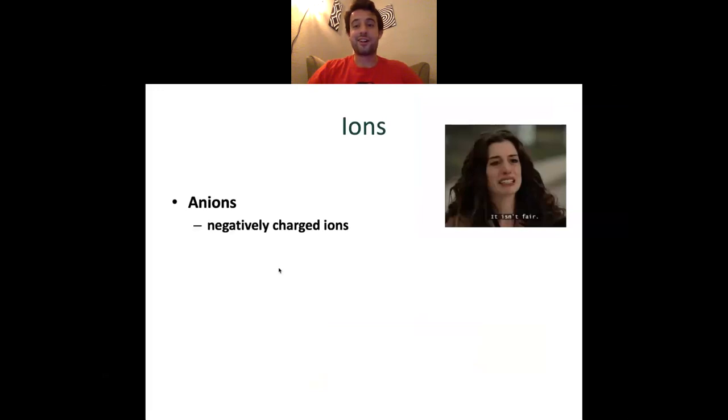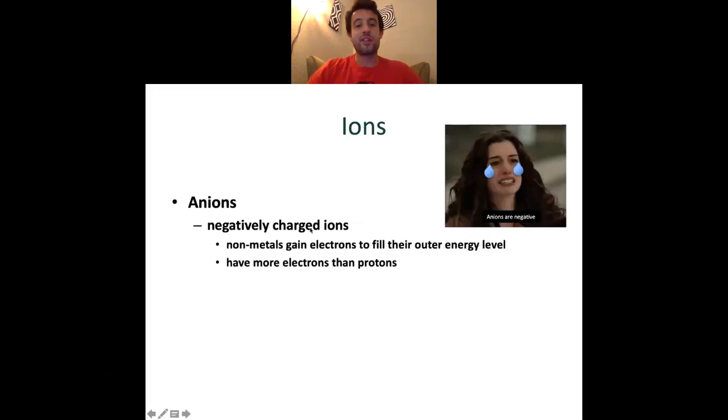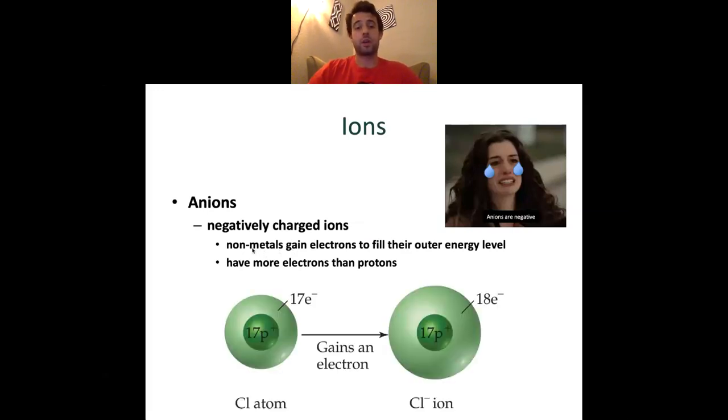Anions are negatively charged ions. This is Anne Hathaway. Negatively charged ions, they have more electrons than they have protons. So anions are usually nonmetals. Cations are usually metals. Fun fact. So in this case, we have chlorine. Chlorine is an anion. It'll gain an electron to have 18 electrons versus 17 protons.